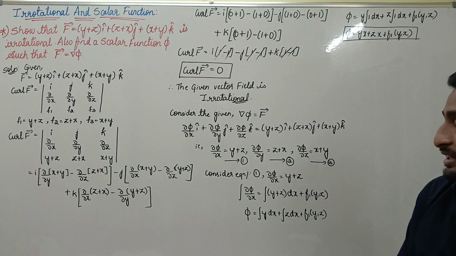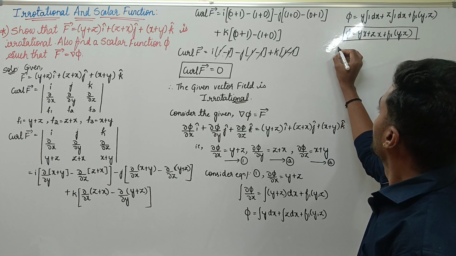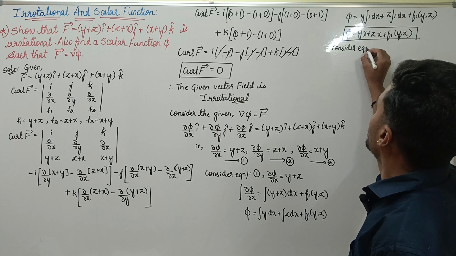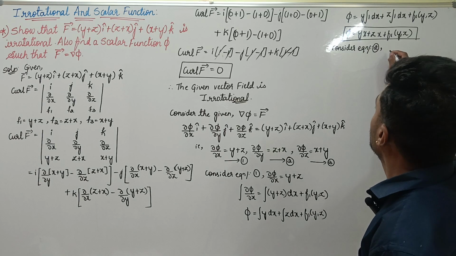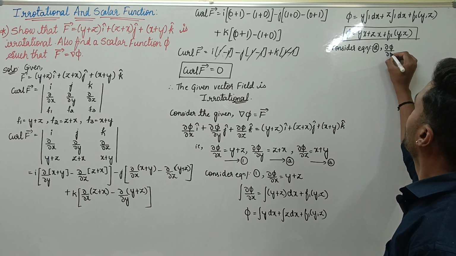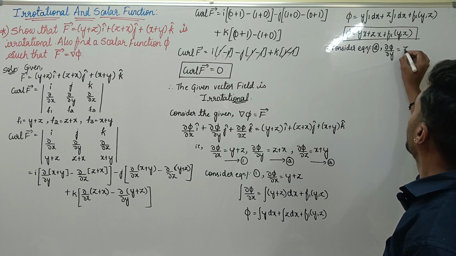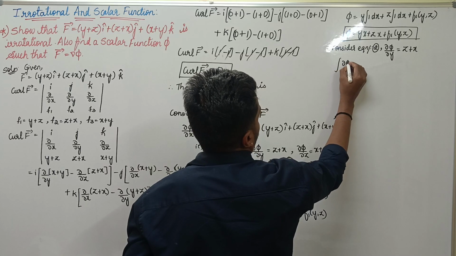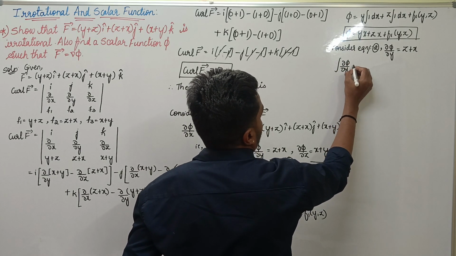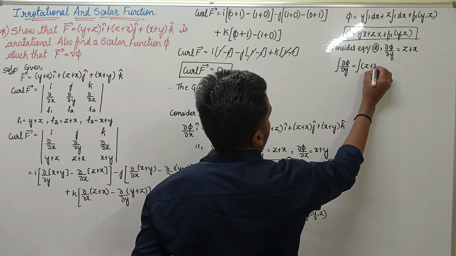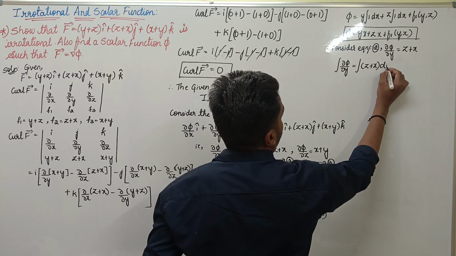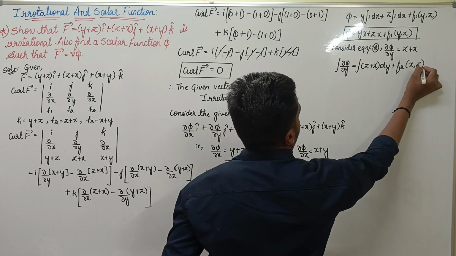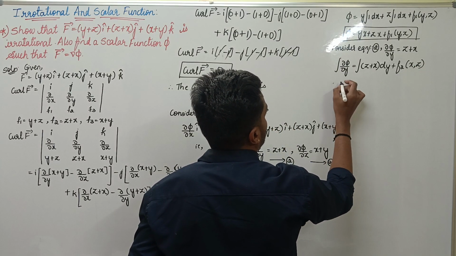Similarly, let us go with the second, that is, consider equation number 2, that is dou phi by dou y which is equal to z plus x. Again integrate on both sides, integral dou phi by dou y is equal to integral z plus x dy. Now I am going to integrate with respect to dy, so the f2 function will be constant with respect to z comma x. Now integration and differentiation get cancelled.